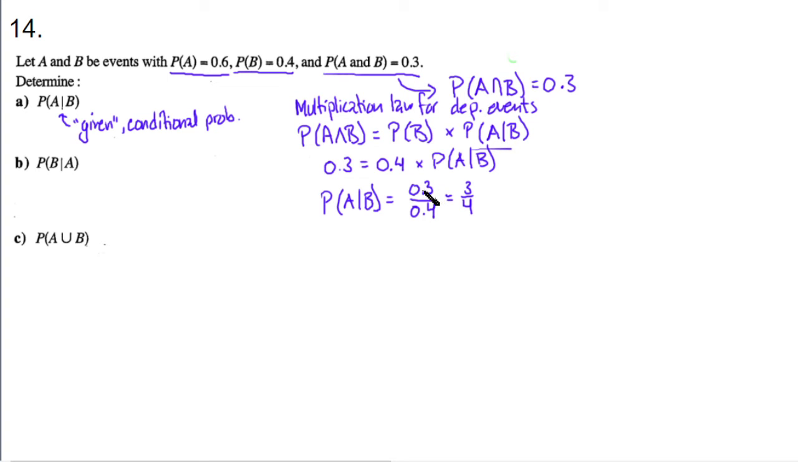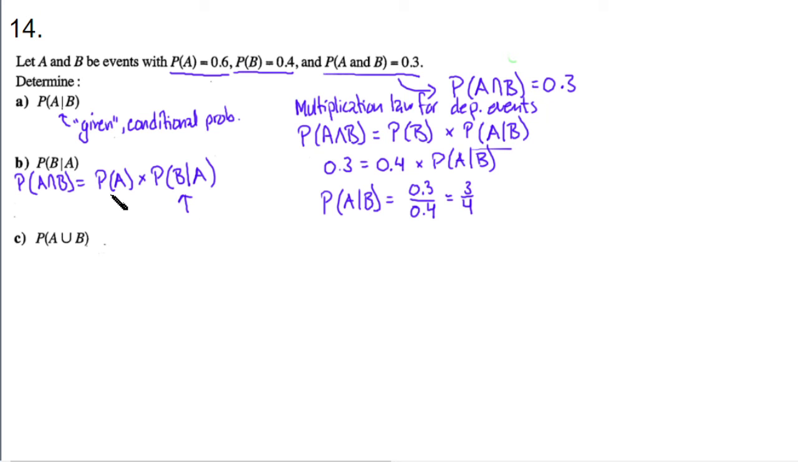In B, now we want to find out the probability of B given A. So we're going to be using, again, the multiplication law for dependent events. This time, the event B depends on A having occurred. So it's going to be looking like this. So the probability of A and B equals the probability of A occurring times the probability of B occurring given that A has occurred. And so we're looking for this term here.